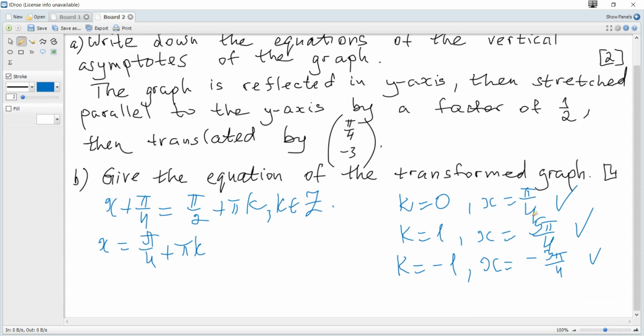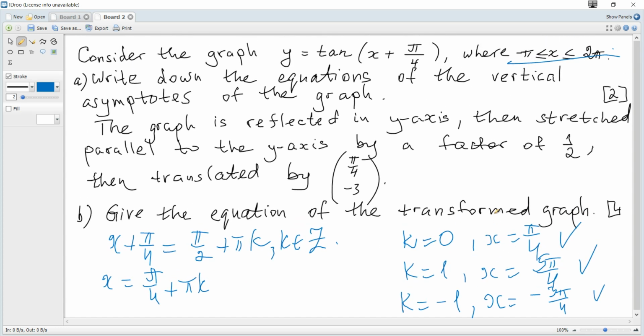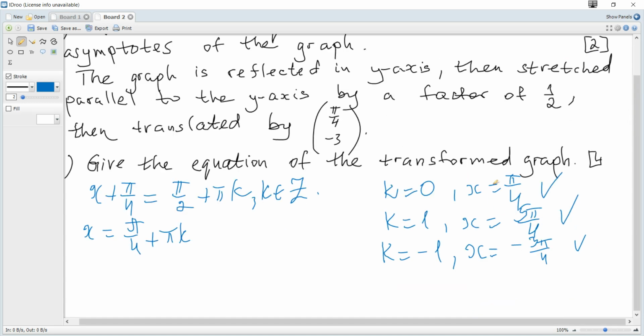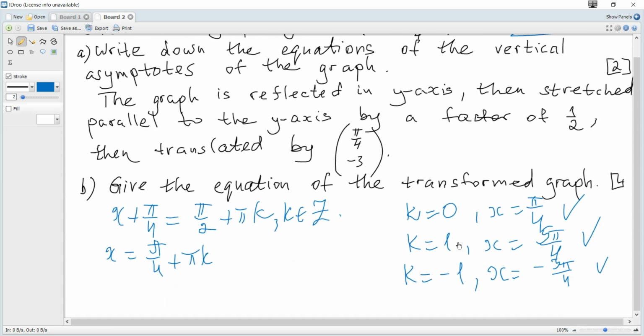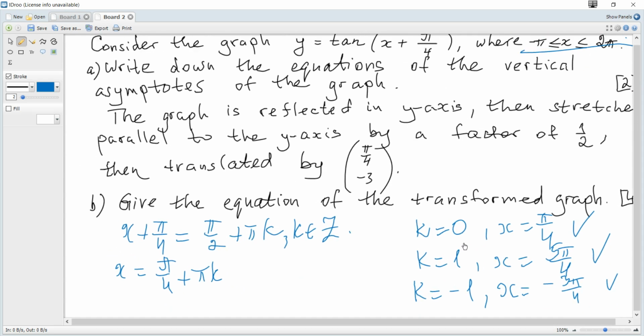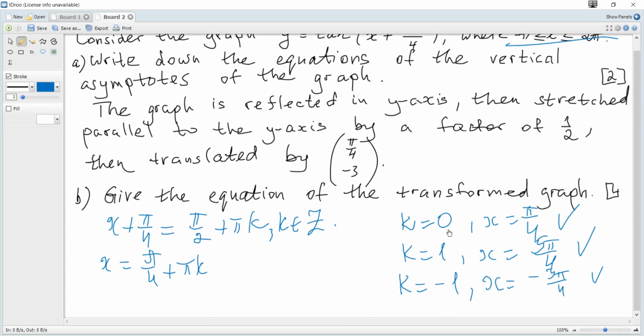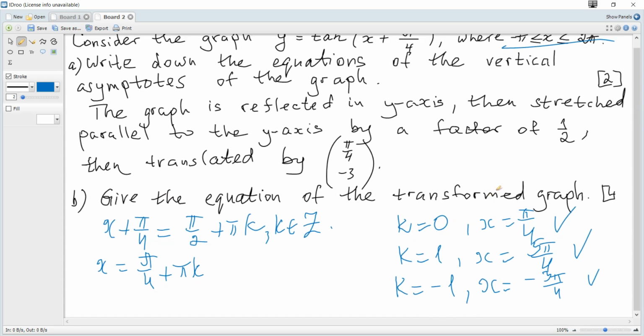So there are three solutions: vertical asymptotes here, and x is, it's actually an equation of a vertical line. The next part: the graph is reflected in the y-axis, then stretched parallel to the y-axis by a factor of a half, then translated by the vector pi over 4, negative 3. Find the equation of the transformed graph.